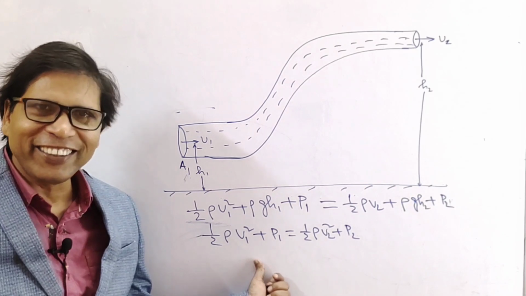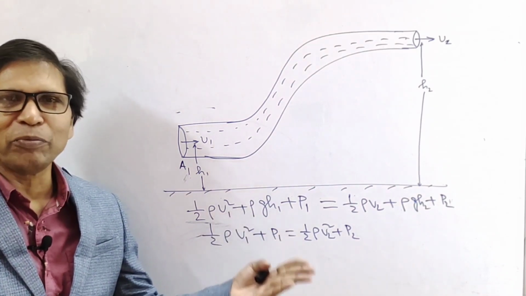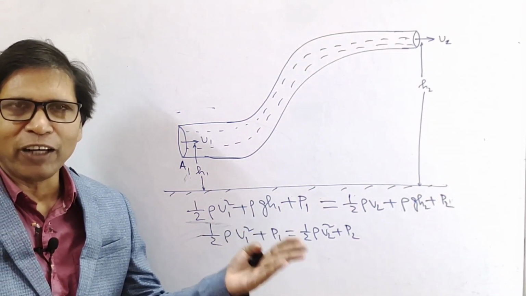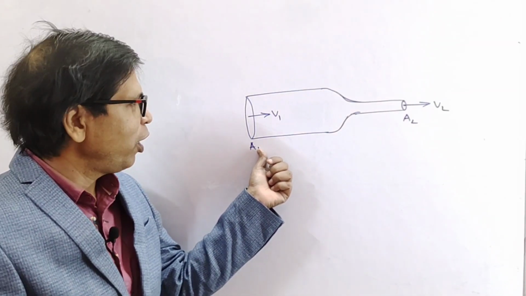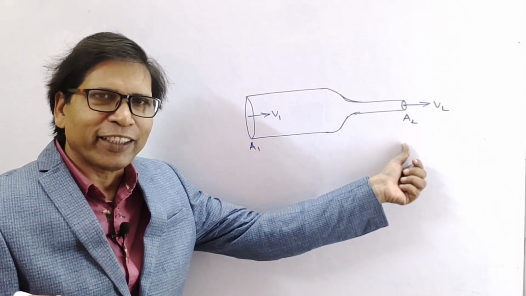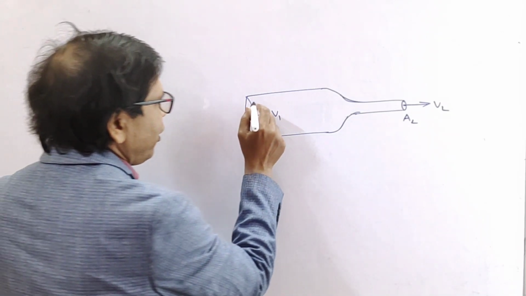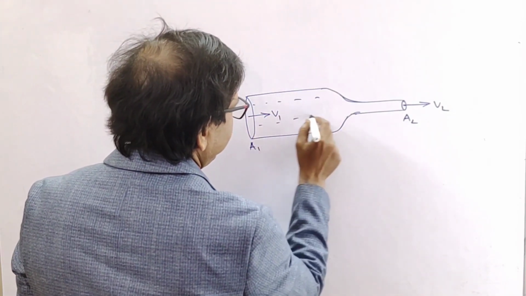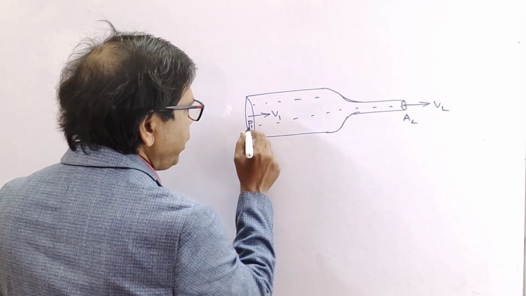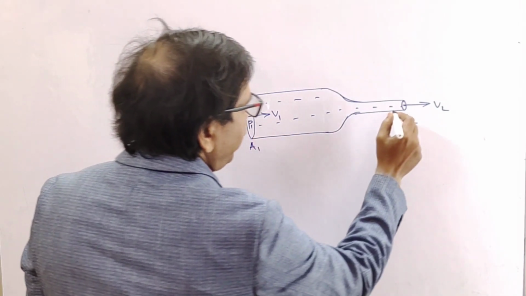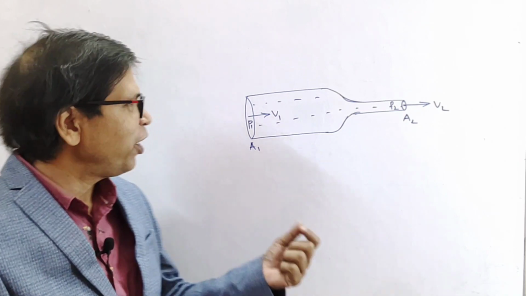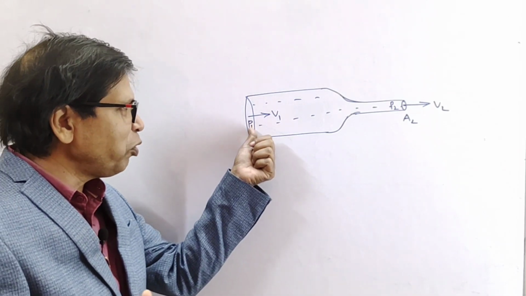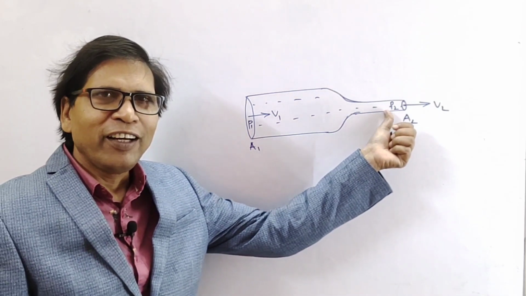Okay, understood? Now we solve a numerical relating to Bernoulli's law. Now look at this, this is a horizontal pipe of non-uniform cross section. Here motion of the liquid is streamlined. Here pressure is P1 and here pressure is P2. Now we have to say which one is greater, P1 or P2.